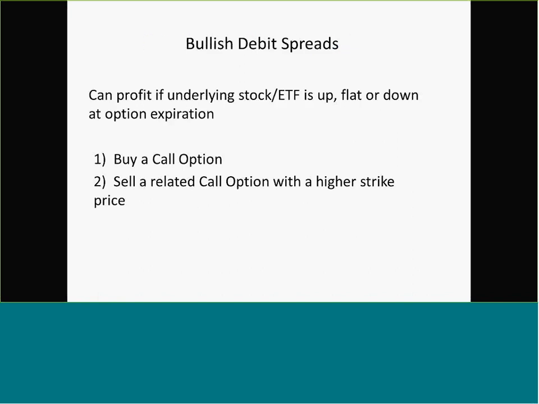debit spreads first, and these debit spreads can profit if the underlying stock or ETF is up, flat, or even down at expiration. So if we have a 30% profit in a call option, then we want to look at selling a call option with a higher strike price, and I'll show you an example of that. So again, if we have a 30% profit in a call option, then we want to sell a higher strike call option to help protect the profits in that trade.